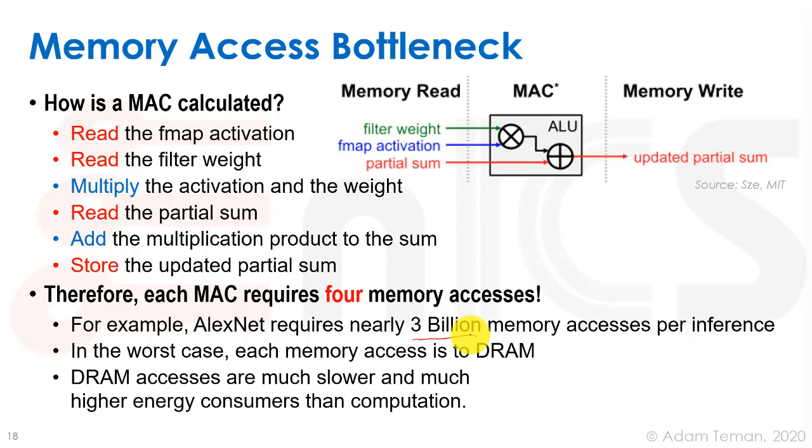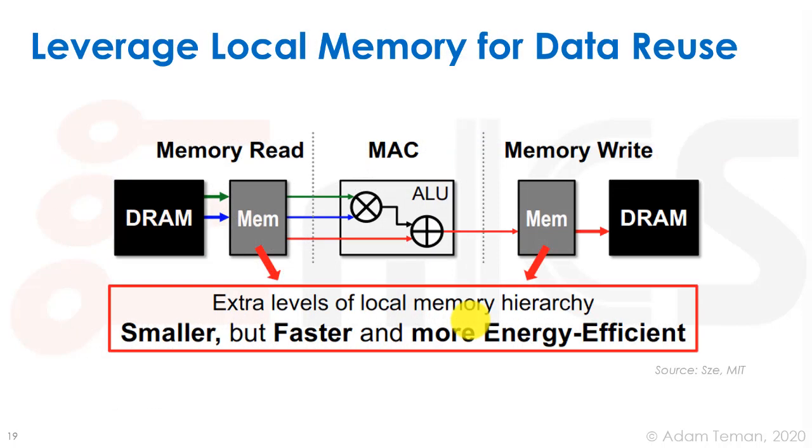So we want to not go to DRAM. That's, I guess, a given. That's a clear thing, for example, what we do with caching and so forth in standard computer architectures. So we don't want to use DRAM. How are we going to do that? We're going to leverage local memory. We're going to put some sort of buffering, some sort of memory hierarchy between the DRAM and the MAC in terms of both reads and writes.